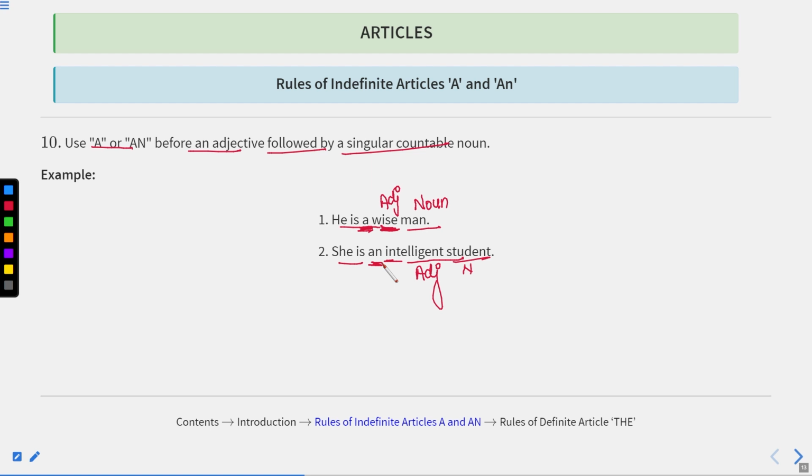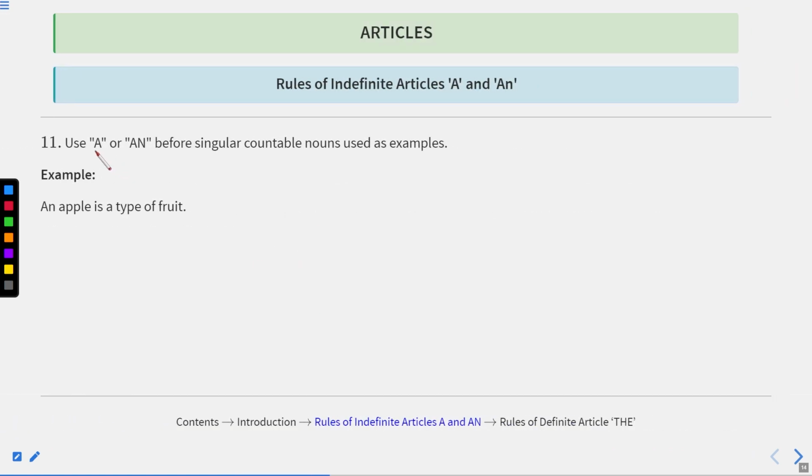Now let us move to the next one. Use a or an before singular countable nouns used as examples. An apple is a type of fruit. If I want to show the examples of something, I can use a or an before it. For example, an apple is a type of fruit. So the type is fruit, and I'm showing the example, which is an apple. So I can use an apple.